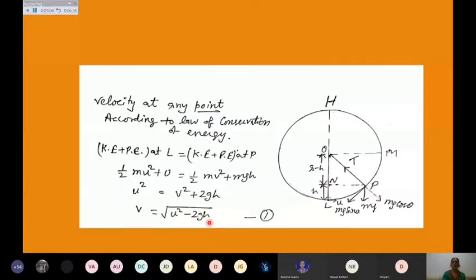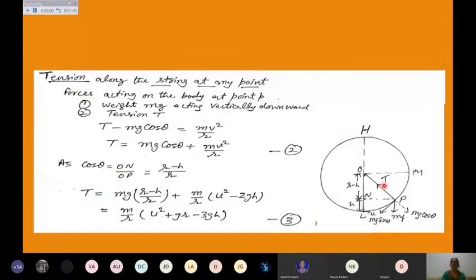This is giving me velocity at any point P which is at a height h above the reference line. So I can assume this point P anywhere and height is to be taken according to my choice. And r is the length of the string and T will be the tension in that string, because we are tying the stone with the help of thread. So if you want to find tension at this point P, then of course you will be resolving this weight mg which is acting downward into its components.